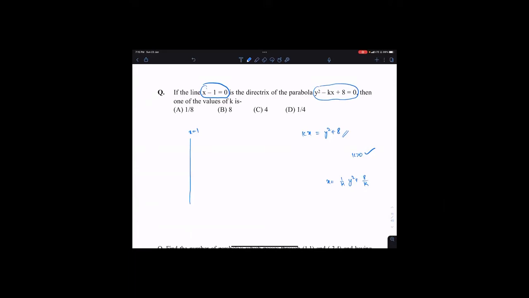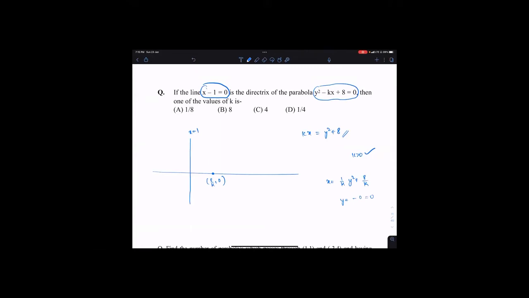Okay. Now, what will be the vertex? Minus b by 2a, minus 0. There is no y coefficient. Okay. So we can say that the vertex y coordinate is 0. And if you put y as 0, x you will get as 8 by k. Okay. Don't forget, I have assumed k as positive. Okay. And the parabola is opening right side.